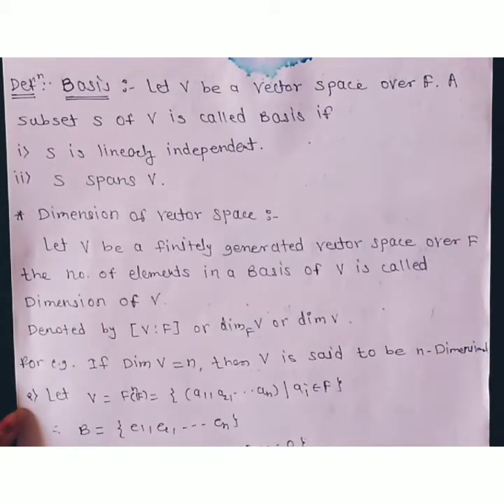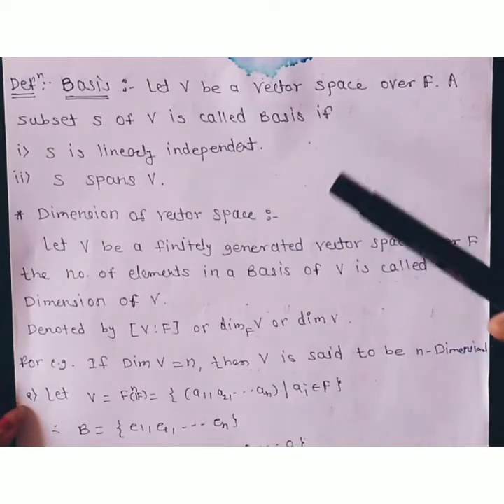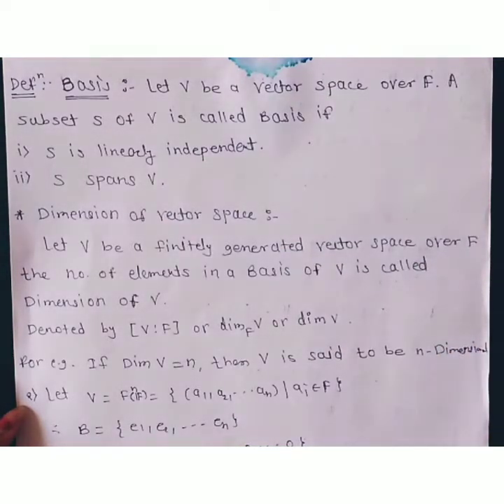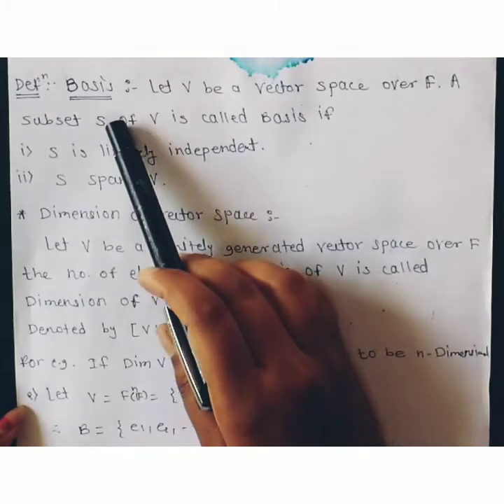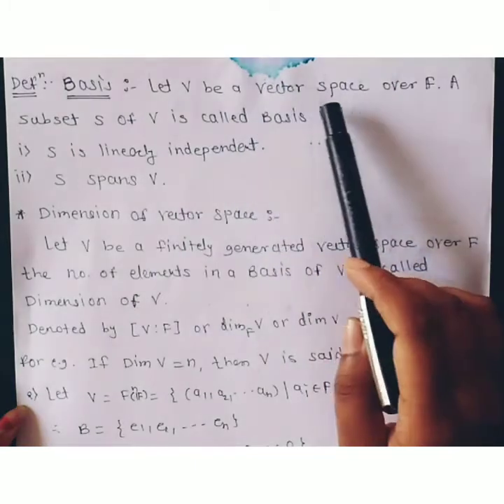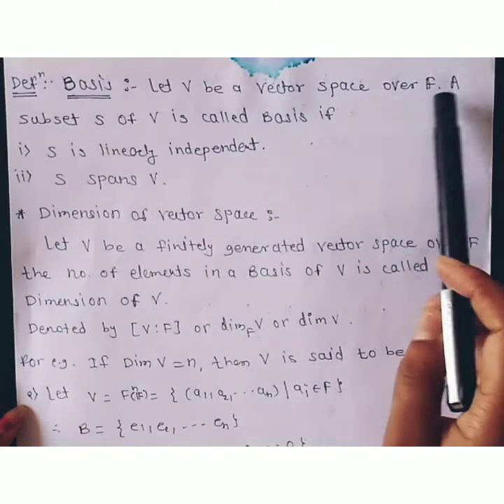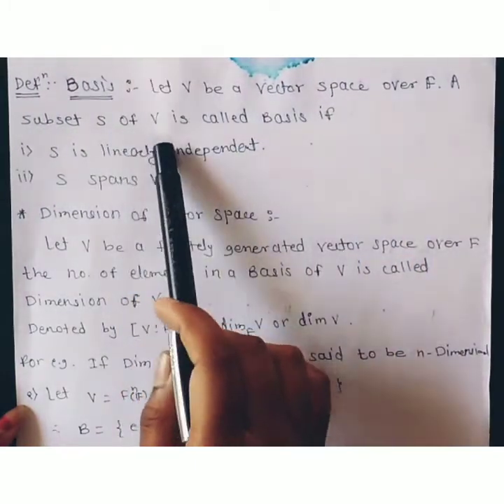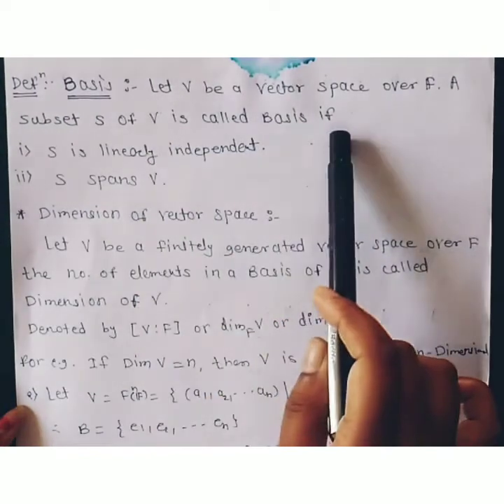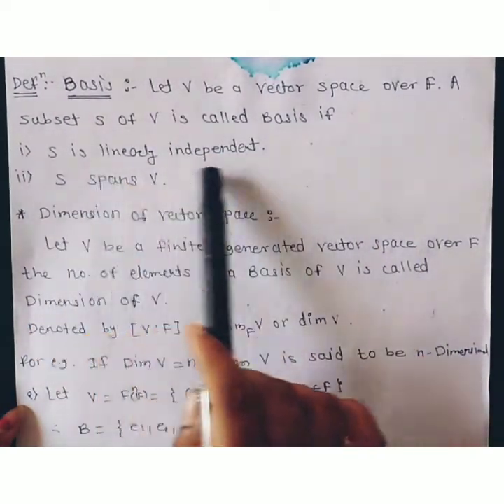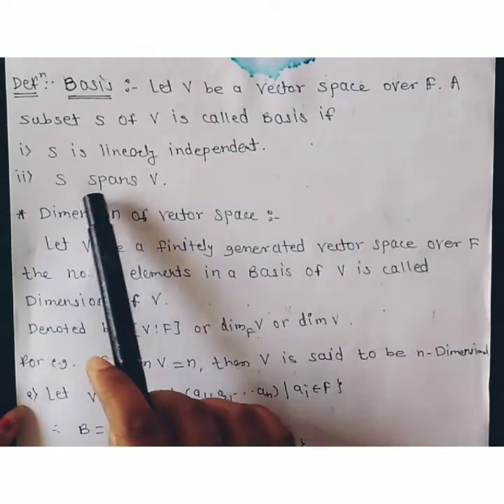Hello students, in today's lecture we are going to discuss some definitions of a basis, then the dimension of a vector space, and some examples which are based on the basis. So first of all we go through the definition of a basis. So the definition is: let V be a vector space over a field F. A subset S of V is called a basis if first, S is linearly independent, and second, S spans V.